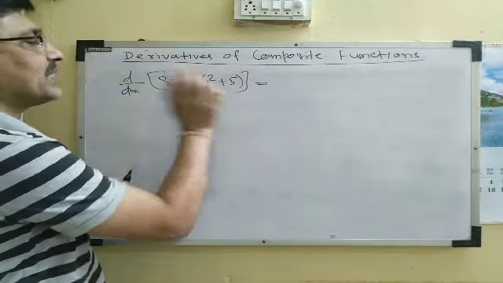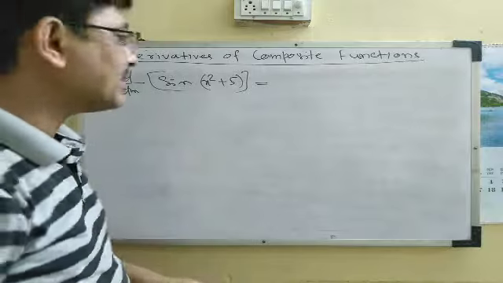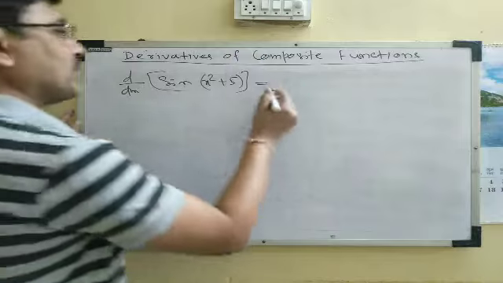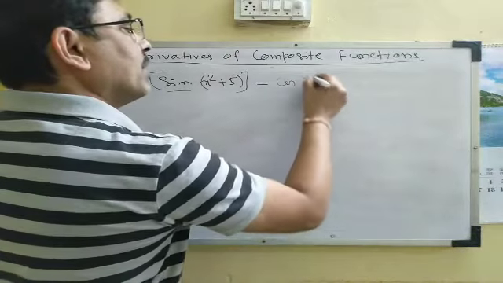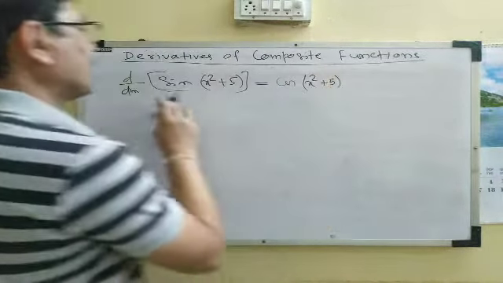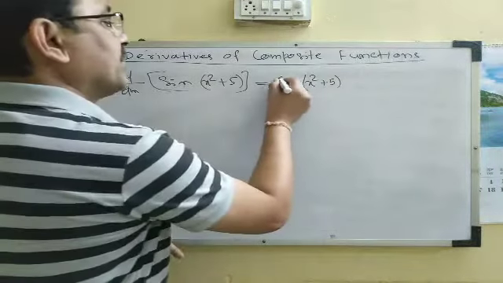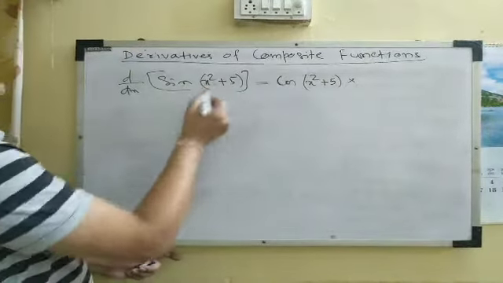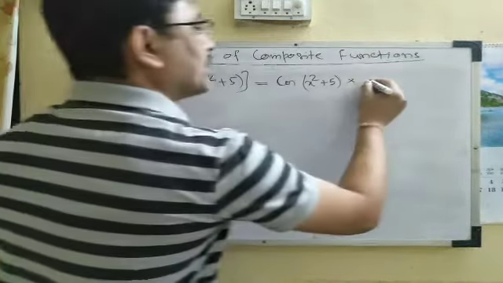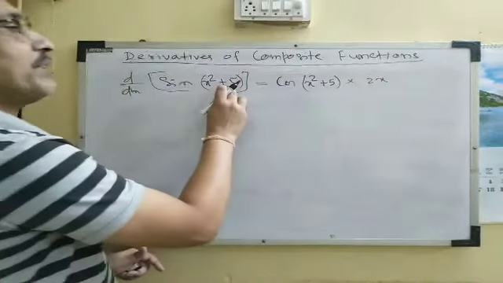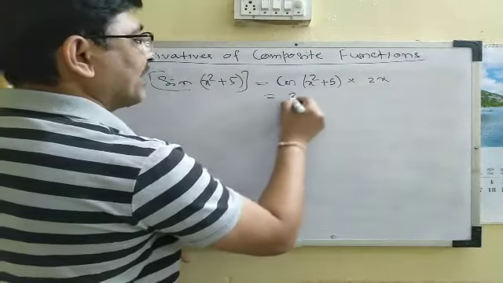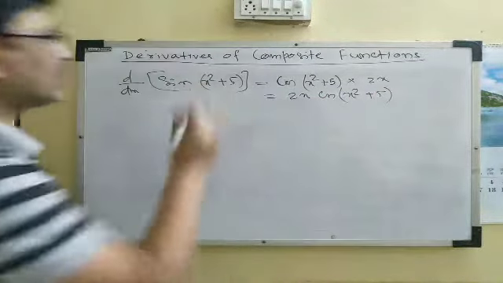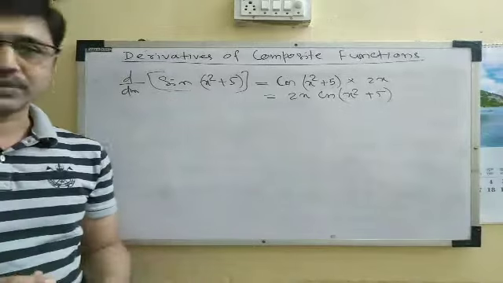That means we have to differentiate sin x, and we know the derivative of sin x is cos x. So differentiating sin with respect to x square plus 5 gives cos of x square plus 5, because the derivative of sin x is cos x. Now multiplied by the derivative of x square plus 5 with respect to x, which is 2x. This can be written as 2x cos of x square plus 5. Got it? This is very simple, it is done in one step. We will do it like this, we won't go to the chain rule.